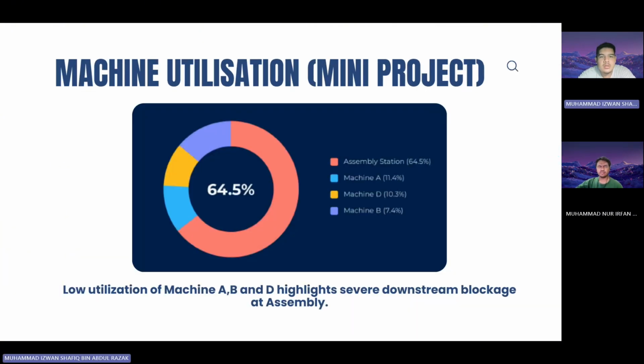For machine utilization in the mini project, we can see that the assembly station load is only 64.5%. Machine A is 11.4%, machine D is 10.3%, and machine B is 7.4%. The low utilization of machines A, B, and D highlights severe downstream blockage at assembly.